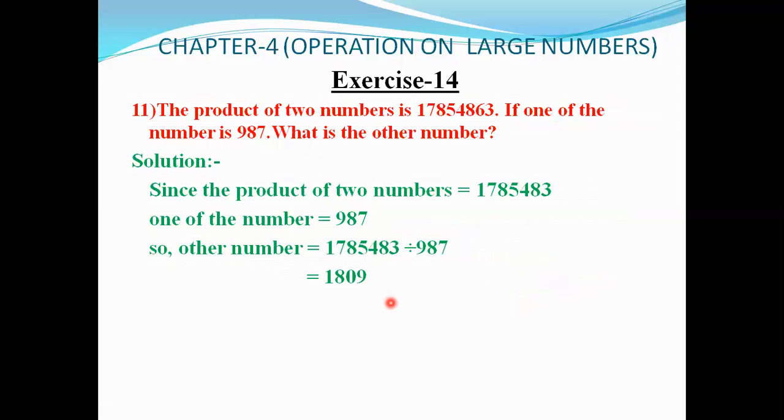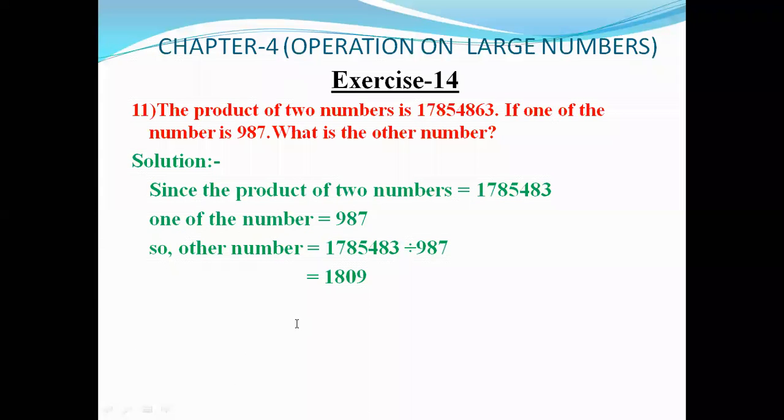Now, here is question number 11. The product of two numbers is this number. If one of the numbers is 987, what is the other number? How can we find the other number? Firstly, we write the product of the two numbers. One of the numbers is 987. And how can we find the other number? In this way we can find the other number.